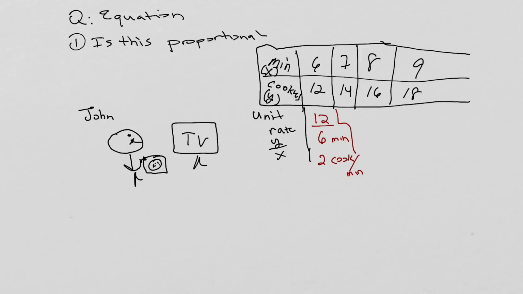All right, let's look here. 14 cookies in 7 minutes. That's also 2 cookies per minute.